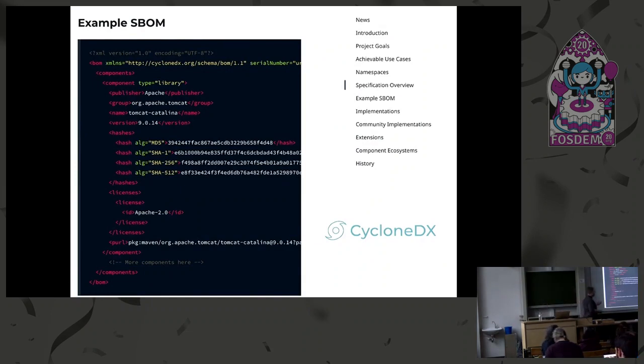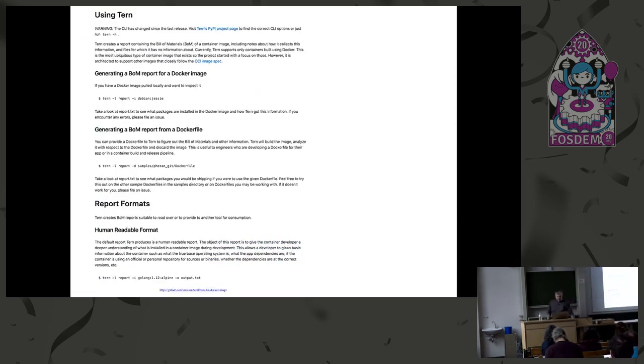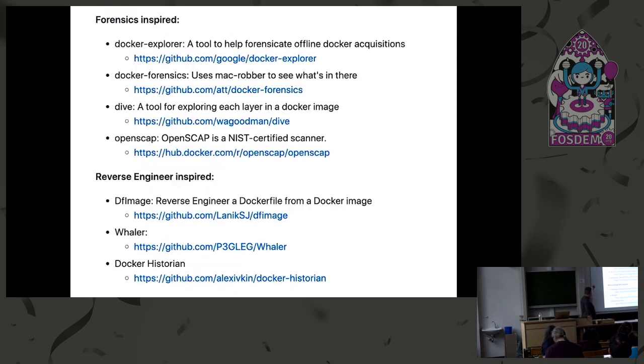So when we know all the dependencies, we have a bill of materials, like the ingredient list. This code has been built with these dependencies and so on. Well, there are many tools that allow you to reverse engineer Dockerfiles, because it's sometimes not that easy and you don't know what's inside. You can take multiple approaches, either from forensics or reverse engineering. They're all in the notes. You can check that later.